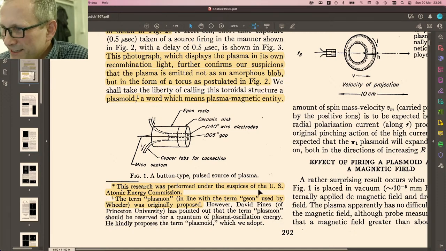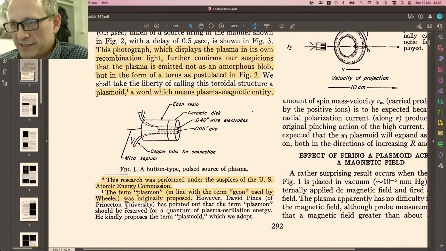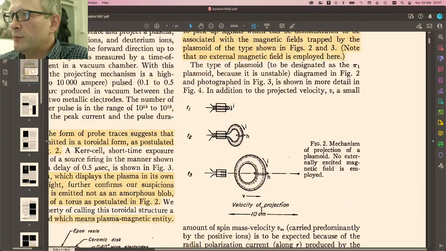This research was performed under the auspices, maybe auspices, I don't know, of the U.S. Atomic Energy Commission. The term plasmon, in line with the term gion, used by Wheeler, was originally proposed. However, David Pines of Princeton University has pointed out that the term plasmon should be reserved for a quantum of plasma oscillation energy. He kindly proposed the term plasmoid, which we adopt.